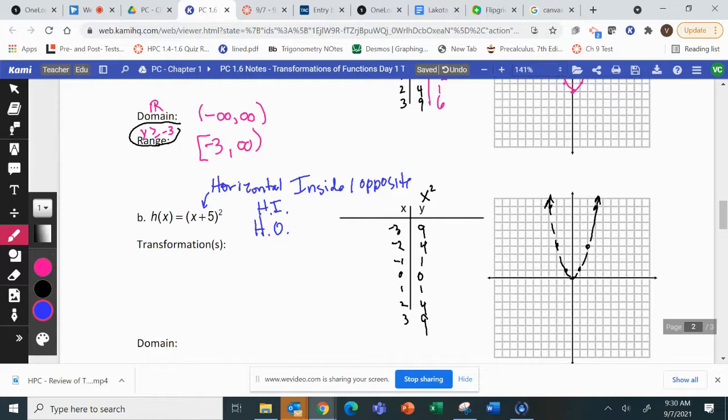So if I see a +5 there, what should I actually be doing? I should go to the left 5, yes. And thank you for using all that vocabulary. Translate to the left 5 units. So on your graph, you can take all those points and just move them 5 units to the left. That's one way of doing this. Or in the table, I'm going to go to the X side and -5 to all my X's.